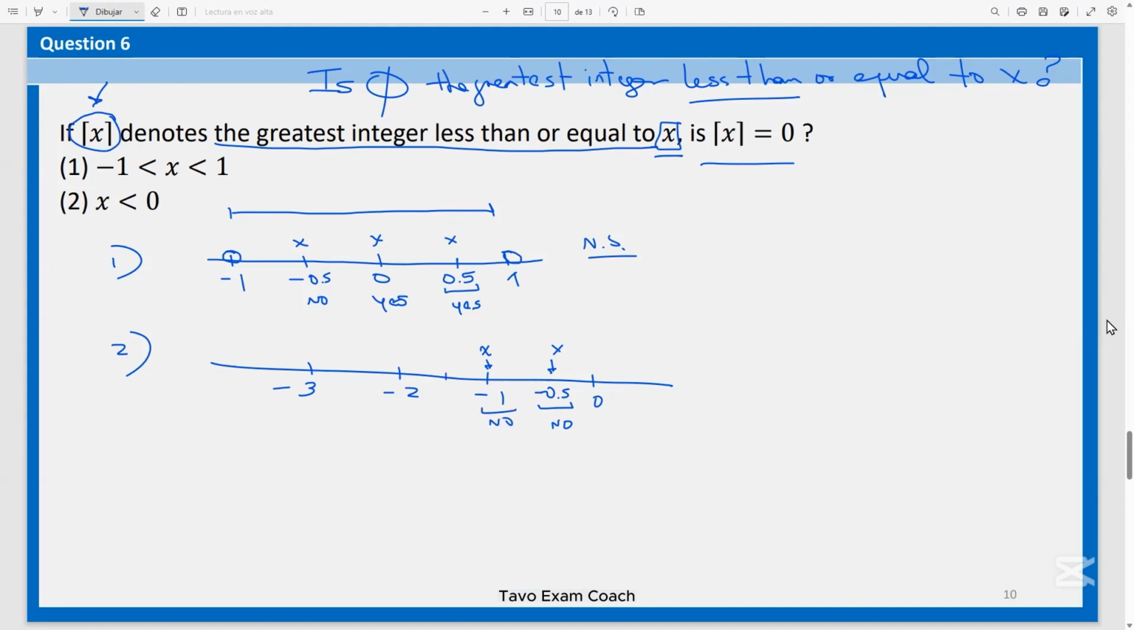And a value intermediate between negative 1 and negative 2, negative 1.5: what would be the greatest integer less than negative 1.5? Clearly, it would be negative 2. So again, the answer to the question with this value would be a no. If we assume that x equals negative 2, the greatest integer less than or equal to negative 2 would be negative 2. So again, the answer is no. We see that no matter which negative value we pick, 0 can never be the greatest integer less than or equal to a negative. So here we have a unique answer to the question, and that means sufficiency. The correct answer here is option B.